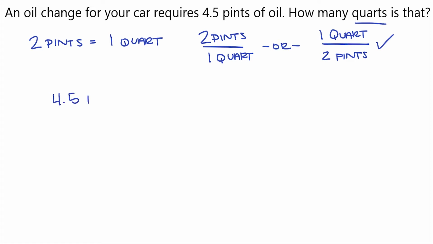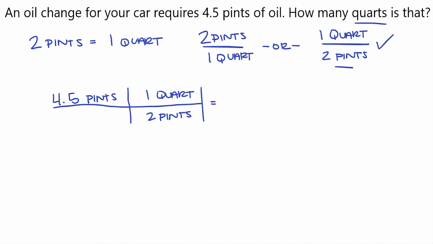So I begin with my 4.5 pints. And because I'm using this fraction, I'm going to have my 1 quart on top and my 2 pints on the bottom. Now we can go ahead and solve this entirely. So 4.5 pints times 1 quart is equal to 4.5 pints times quart. Now my denominator is just the 2 pints.